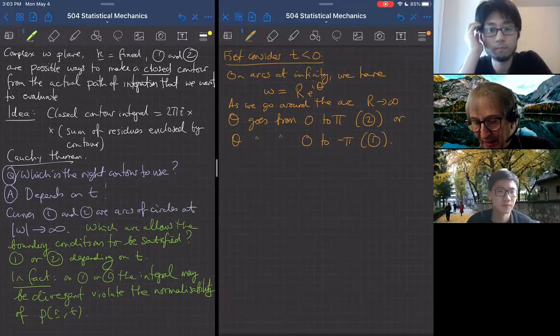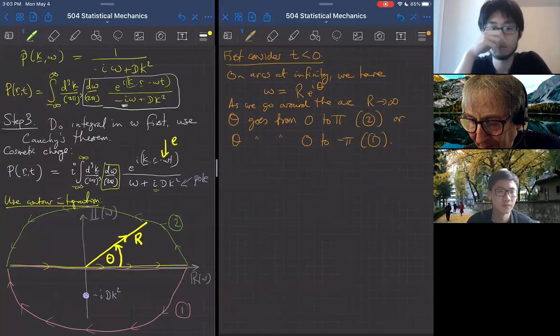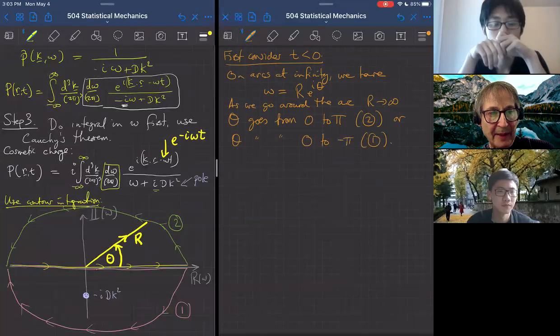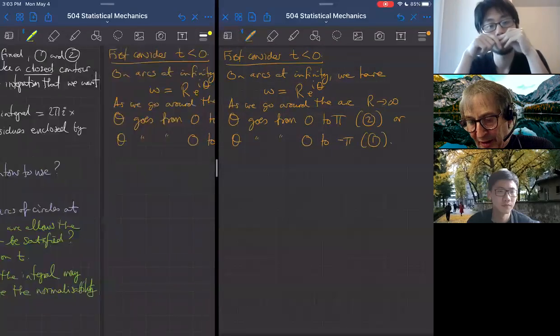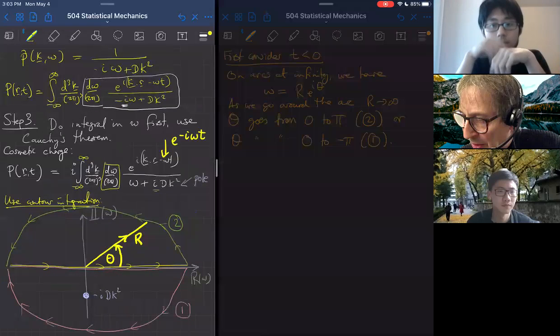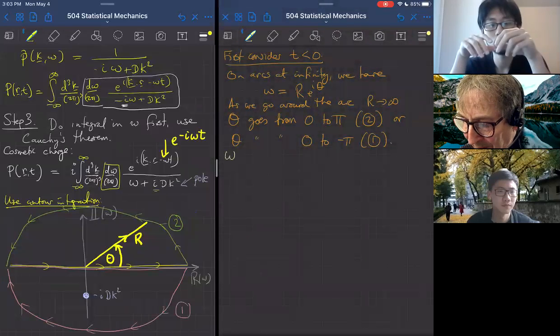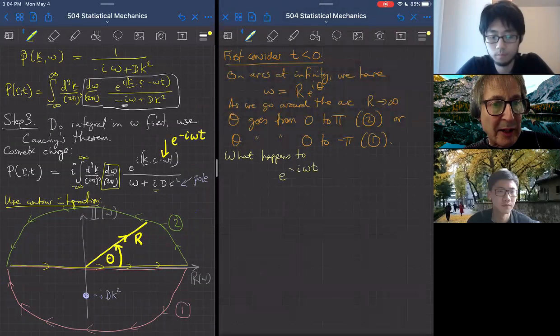So in the integral, we have to look at the integrand, and the integrand has in it this factor e to the minus i omega t. So remember that k is just a constant, so we don't care about that. So now we're going to look at what happens to that factor as we go round the curves. Let's leave that over there. So now the question is, what happens to e to the minus i omega t as we go around the curve?